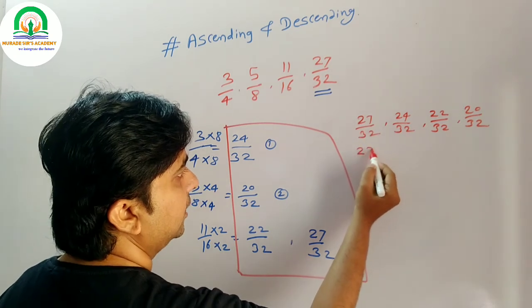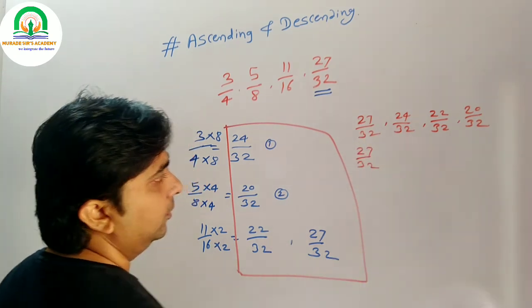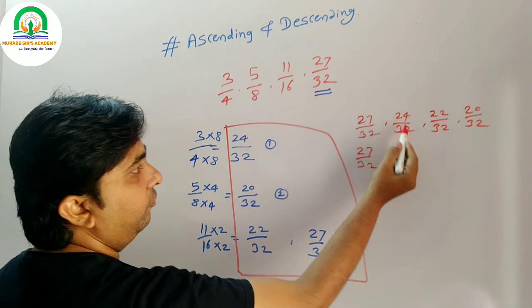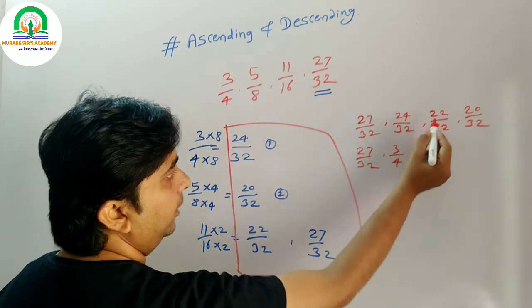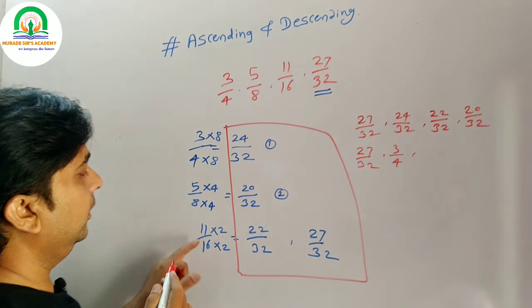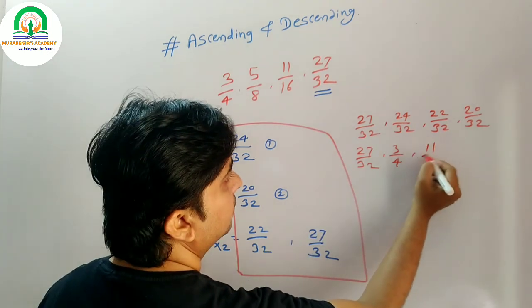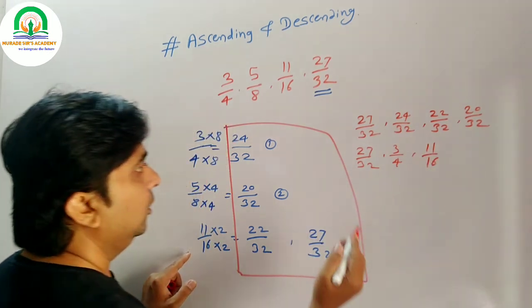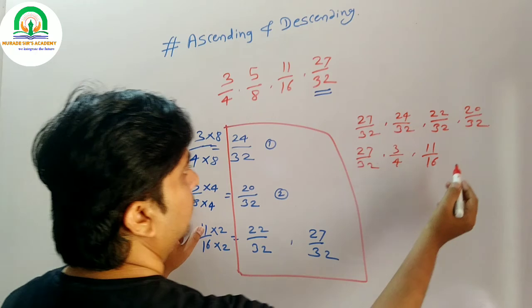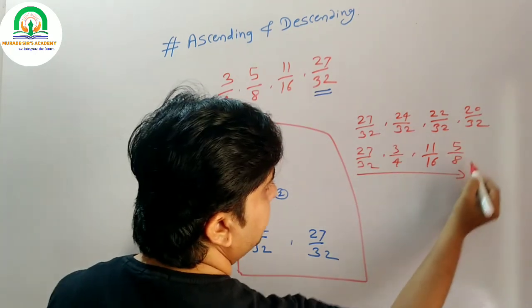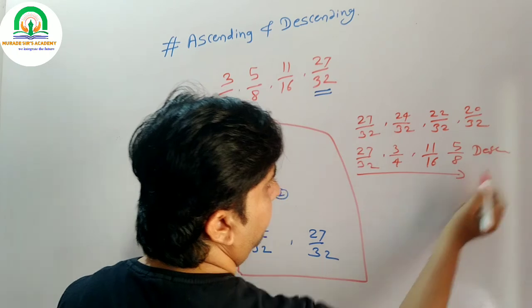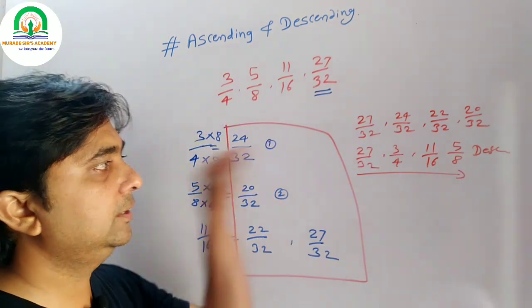27 upon 32 stays the same, 24 upon 32 means 3 upon 4, 22 upon 32 means 11 upon 16, 20 upon 32 means 5 upon 8. Okay, this is the descending order, and ascending order is the reverse.